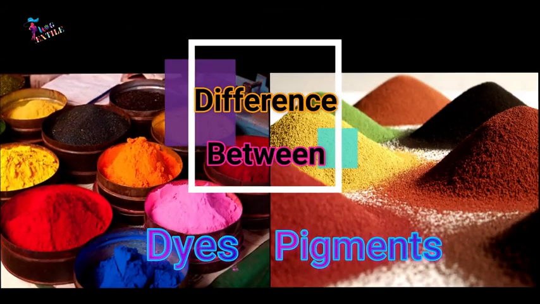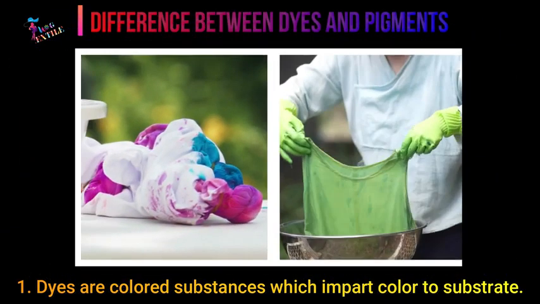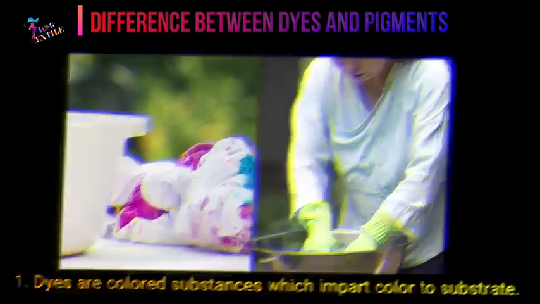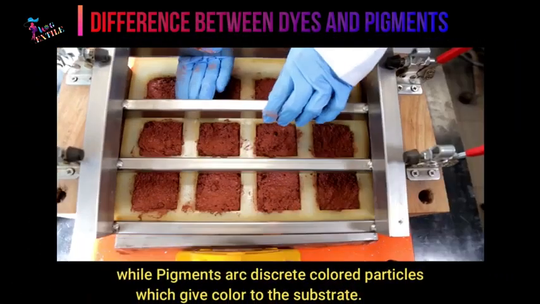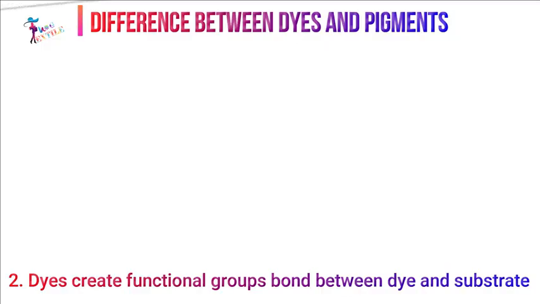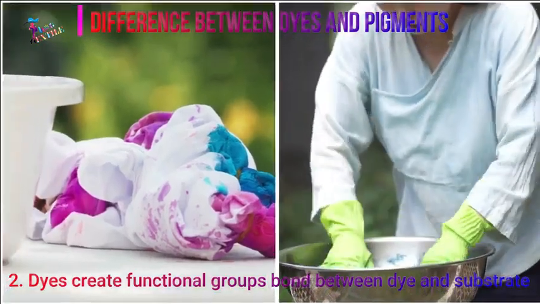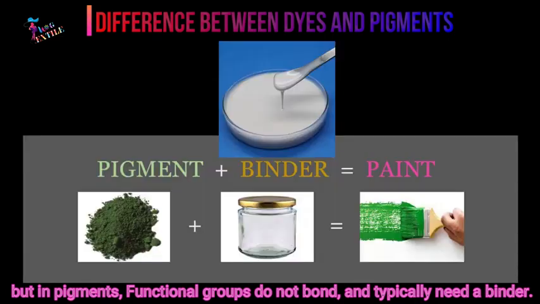Difference between dyes and pigments. 1. Dyes are colored substances which impart color to substrate, while pigments are discrete colored particles which give color to the substrate. 2. Dyes create functional groups bond between dyes and substrate, but in pigments, functional groups do not bond and typically need a binder.